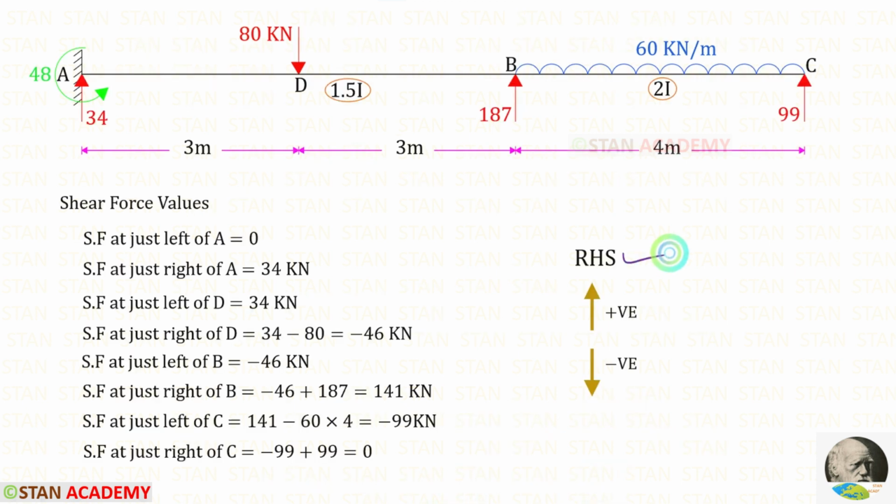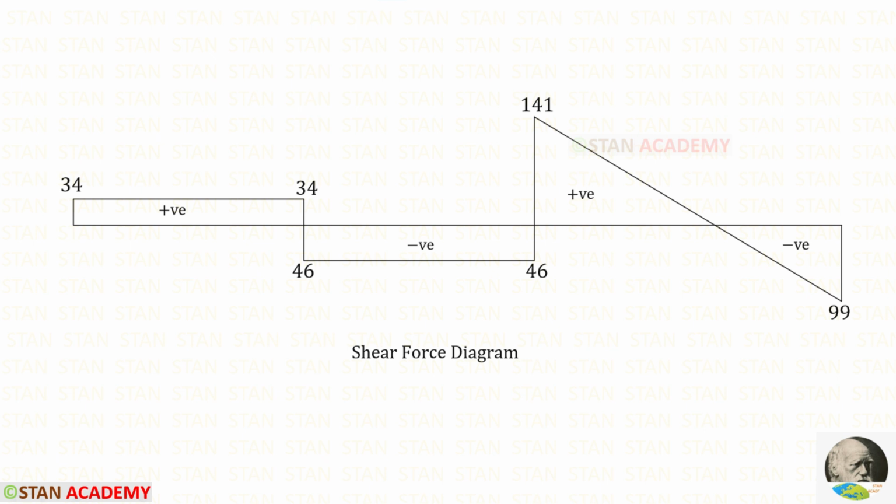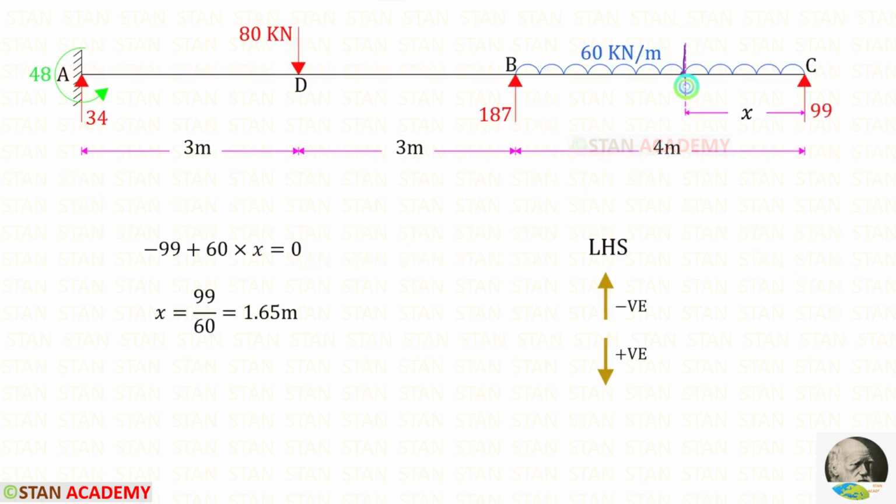Using the right hand side rule, we can find the shear force values. Here you can see the shear force diagram. In this point, the shear force becomes 0. For the span BC, in this point, there will be maximum positive bending moment. In this point, we can make a section and find the distance. You can see that in that point, I have made a section at a distance of x from C. We know that in this section, the shear force is 0. Using that concept, we can find x. For x, we will get 1.65 meter.